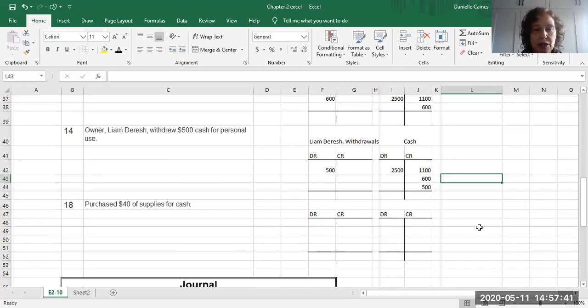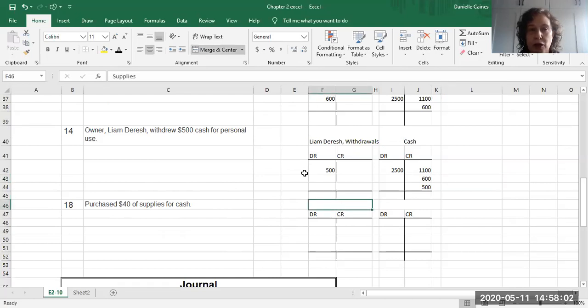Okay, we have one more entry. We have purchased $40 of supplies for cash. In this book, we're purchasing supplies, and the book treats supplies as an asset. Some companies will expense it, but in this book, they're treating it as an asset. So we are going to increase our asset, our supplies, for $40.